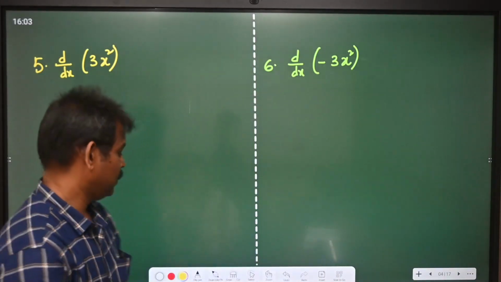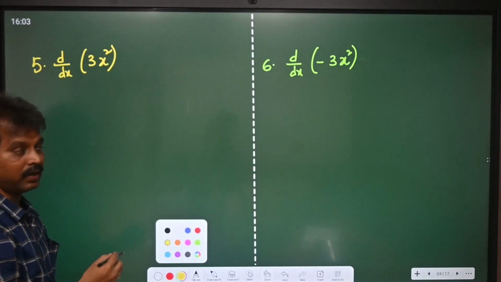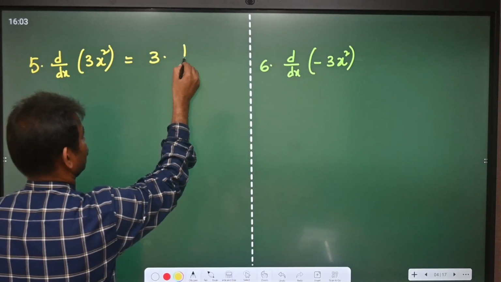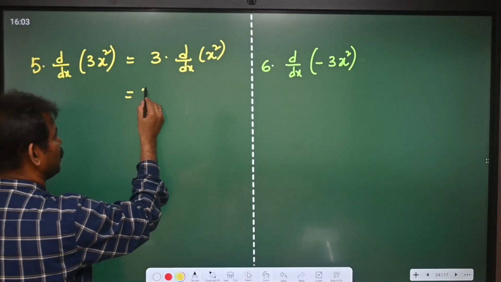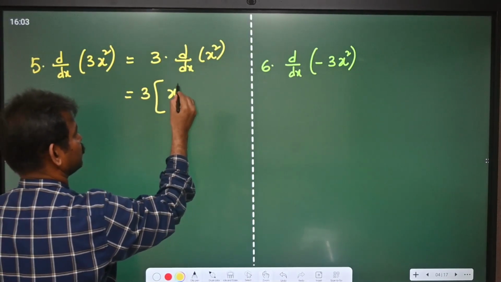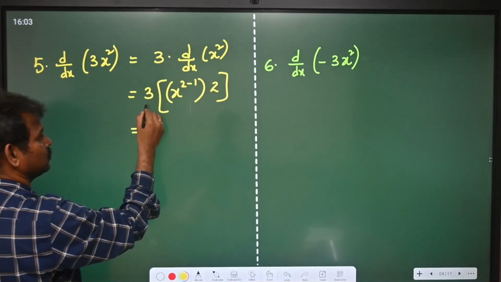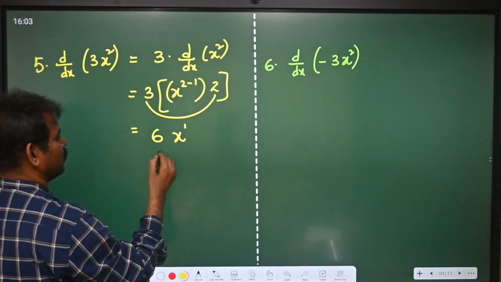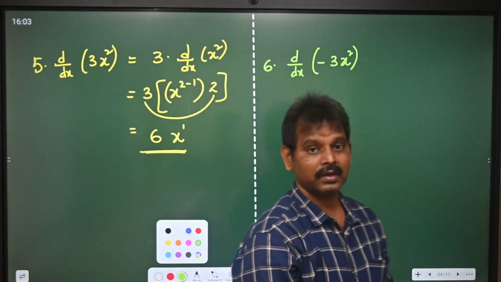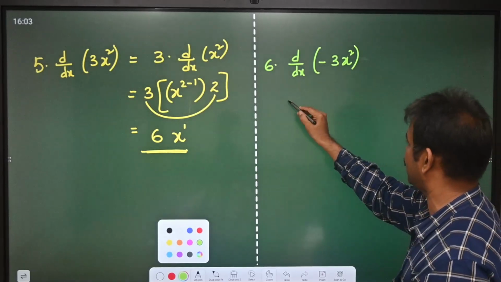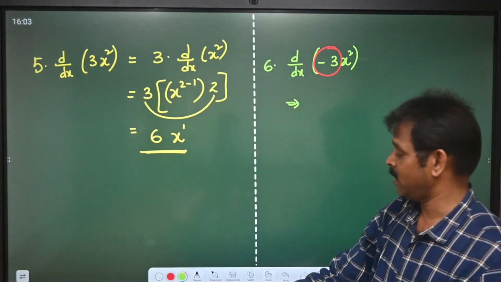Now, the fifth problem. In this problem, d by dx of 3x squared: first bring the constant outside, differentiate only the variable, and now we know the rule. The power reduces by 1 and we multiply this with the power given in the question. So 3 into 2 is 6, x power 1, or 6x, is the answer for this one. Now the next one, d by dx of minus 3x square, where minus 3 is the constant. So bring the minus 3 outside.